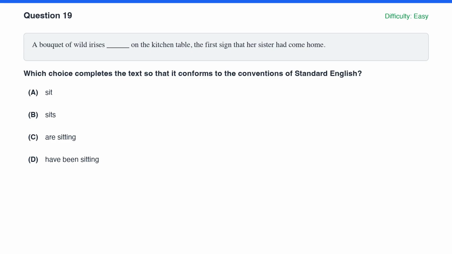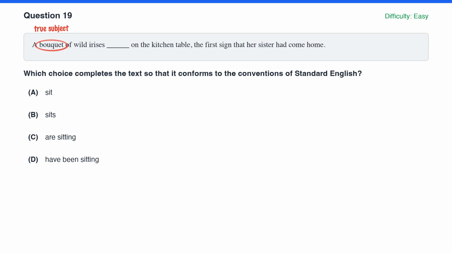Here we need a verb that fits standard English. So this is subject-verb agreement. The blank comes right after irises, which makes it tempting to match that plural noun. But the true subject is bouquet, one single bouquet. The phrase of wild irises just describes it.